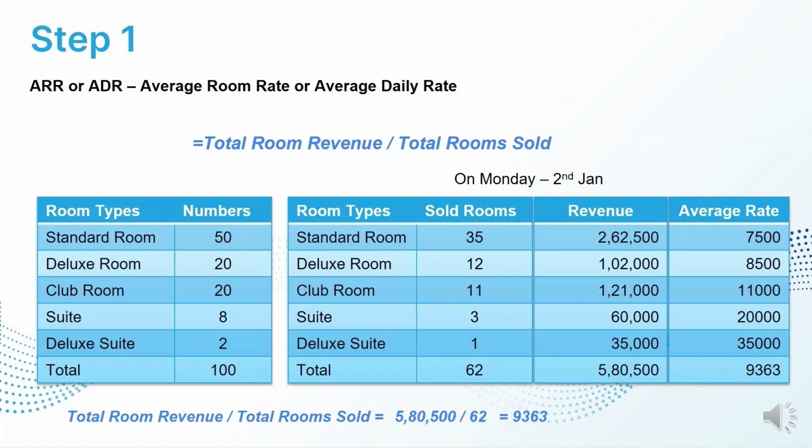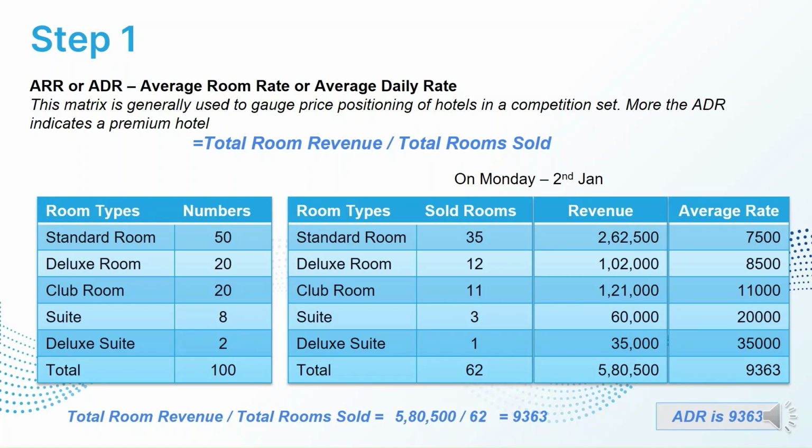Please understand that sometimes rooms of the same category also get sold at different price points in a certain market segment. And if you need to know more about this, you can always refer to the market segmentation lesson that I have done in another YouTube video. What this signifies is that you can also gauge the price positioning of your hotel in the competitive set, which means that the higher the ADR, the more it indicates that you are a premium hotel.